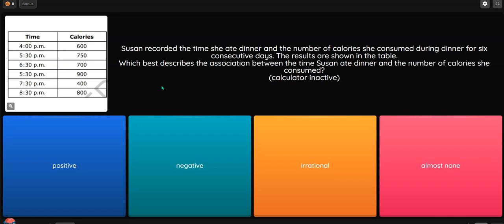So if we were looking for a positive association, as the time increased, the calories should increase. If we were looking for a negative association, as the time increases, the calories should decrease, and neither one of those happens. There's no such thing as an irrational association, so we would choose the pink answer choice, almost none. If there were any kind of association, or it looked like there was any sort of a pattern, that would be a coincidence, because these two things really don't affect each other in any way.